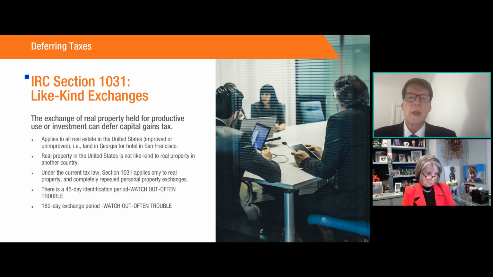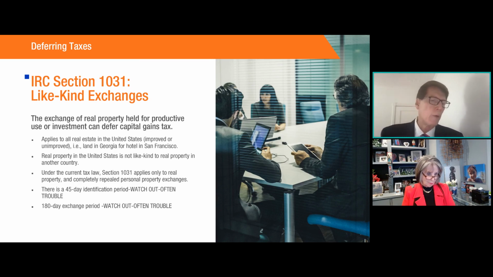And what we also have to watch out for, if you're going to do a 1031 exchange, there's a couple of periods you really have to watch out for because they really cause people problems. One of them is a 45-day rule where you have to identify the property in 45 days. And the other one's a 180-day exchange period. And these rules are really strict.